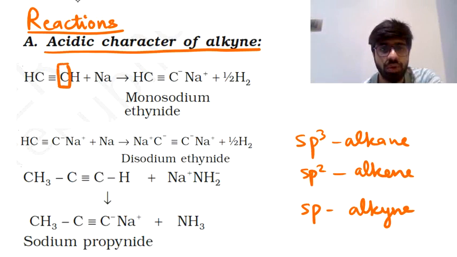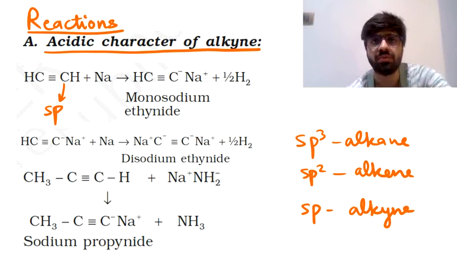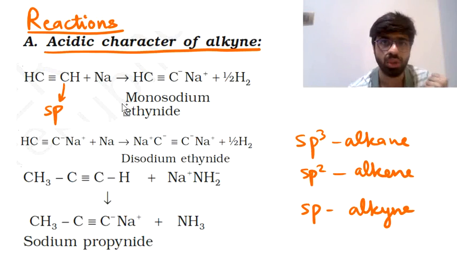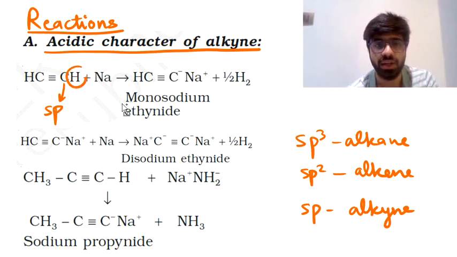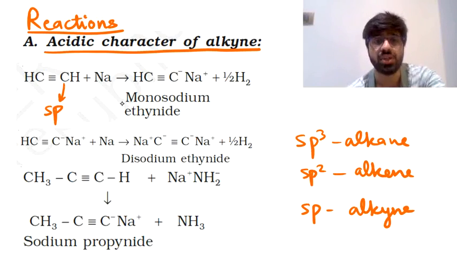So this carbon atom out here is a carbon atom involved in the triple bond, so this is an sp hybridized carbon atom. Its electronegativity is high enough to pull the electron pair shared between the carbon and hydrogen atom towards carbon. So this carbon atom pulls the electron pair which it has shared with hydrogen towards itself, and that makes this hydrogen come out easily as H plus.